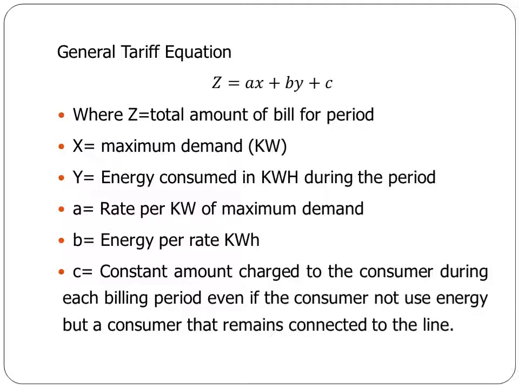A is equal to the rate per kilowatt of maximum demand, and B is equal to the rate per kilowatt hour of energy. C is equal to a constant amount charged to the consumer during each billing period, even if the consumer does not use energy but remains connected to the line.